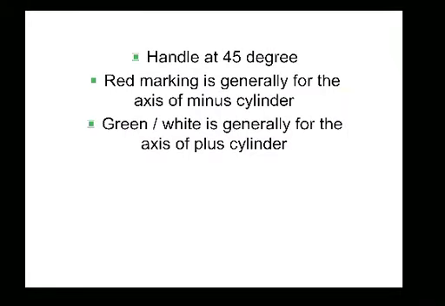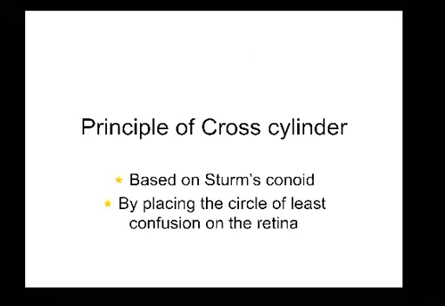So now the handle of JCC is at 45 degrees, and red marking is generally for the axis of the minus cylinder, while the green or white is generally for the axis of plus cylinder. So if we visualize a JCC, you can understand it much easier.